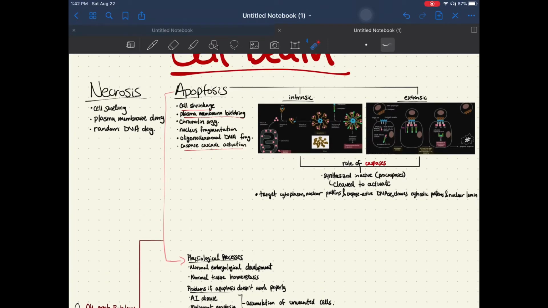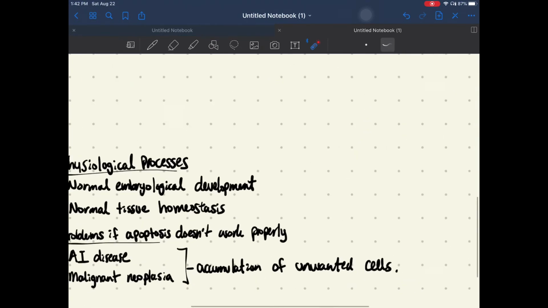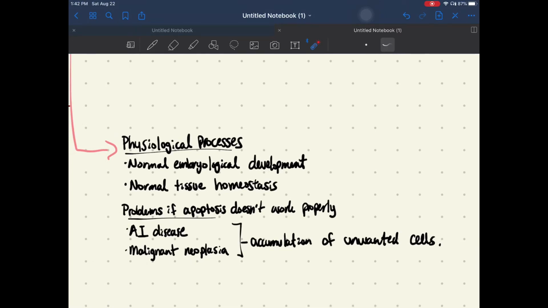Okay, so now you're thinking apoptosis is great. What are some of the physiological processes? Like why is this important? It's important in embryological development. What that means is if you're making the digits of your fingers, for example, in your embryo, your hand kind of looks like a mitten. And what apoptosis does is that it prevents the webbing of that finger. So then now you get a hand. So you're not having that webbing in between your fingers.